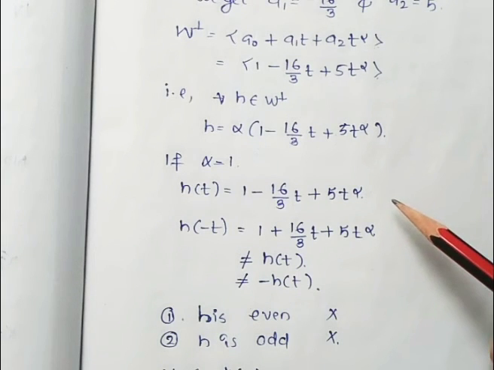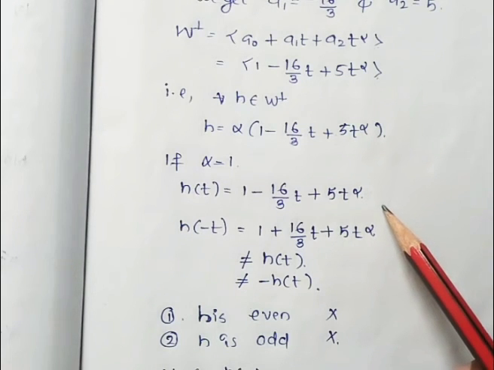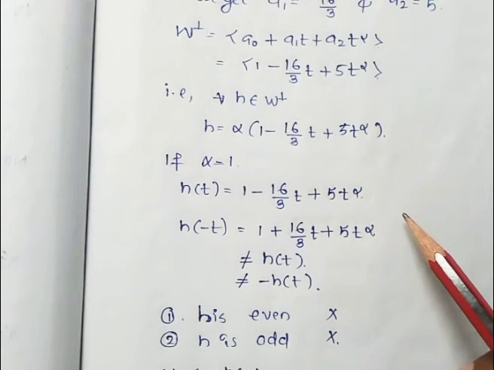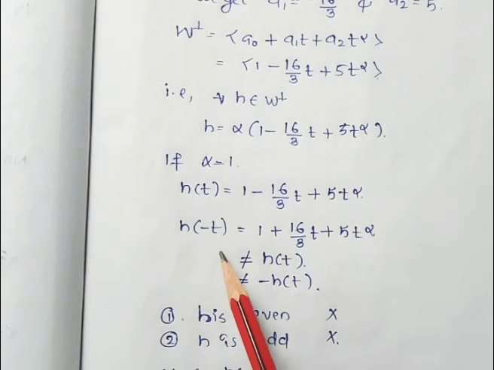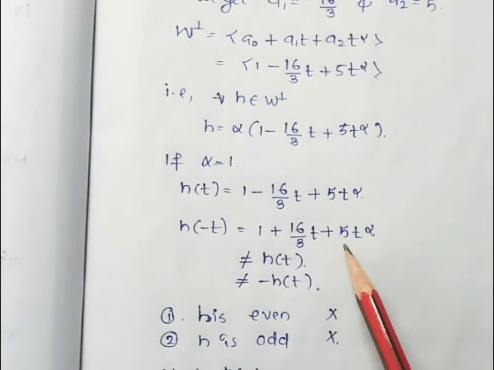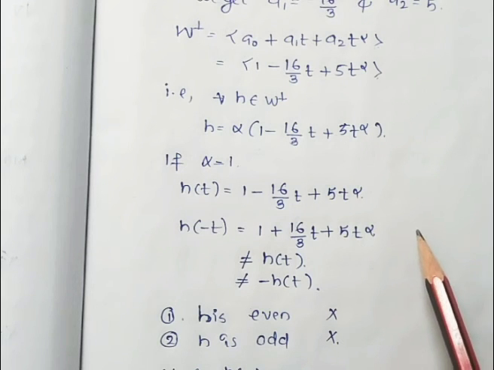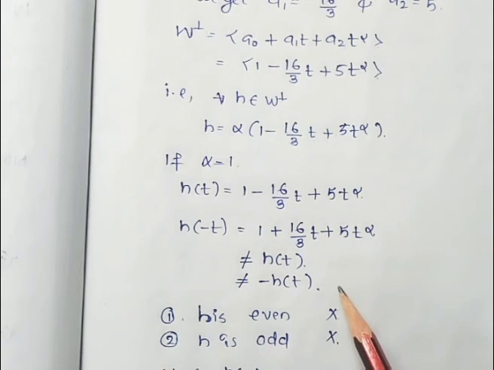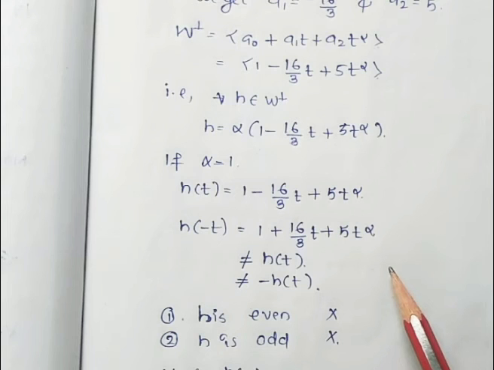Next, our first option says that h is an even function, and our second option says that h is an odd function. So we want to verify whether this function h of t equal to 1 - (16/3)t + 5t² is even or odd. We first calculate h of minus t. So h of minus t is equal to 1 + (16/3)t + 5t², which is not equal to h of t, and also not equal to minus h of t. Therefore we can conclude that h of t is neither even nor odd. So our first option is wrong, and our second option is also wrong.